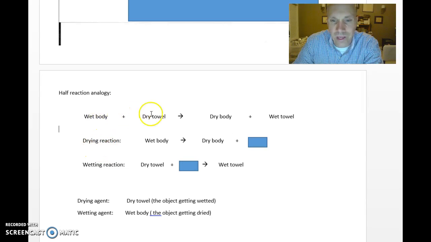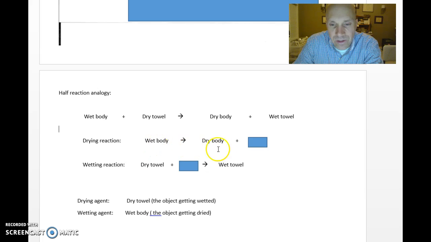All right, well, what's the drying reaction that's happening here? Well, the drying reaction involves the wet body becoming the dry body. And the wetting reaction involves the dry towel becoming the wet towel. So the thing about it is that there's a transfer of a material that we haven't talked about here. I think most people realize that it's water that's being transferred.